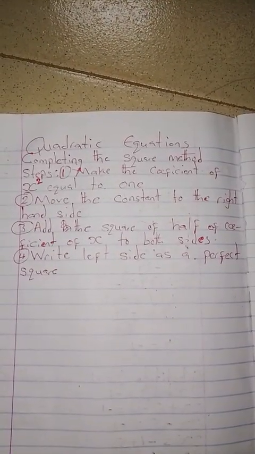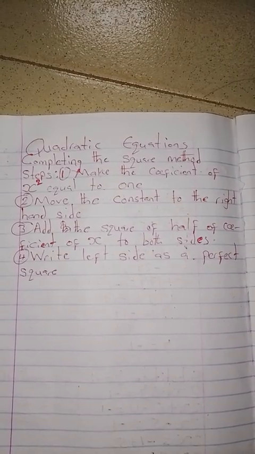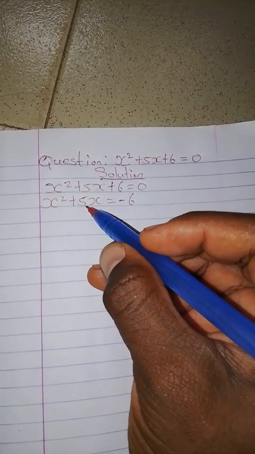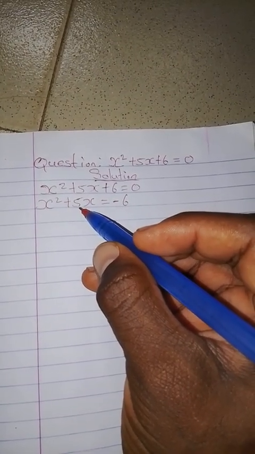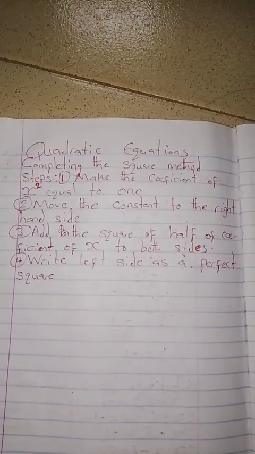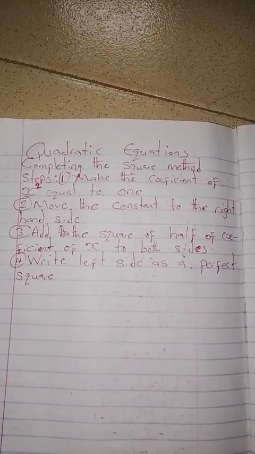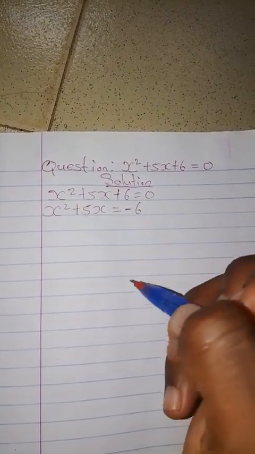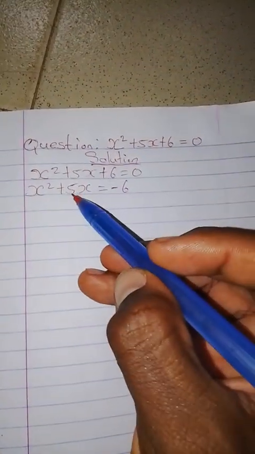Add the square of half of the coefficient of x to both sides. The coefficient of x is 5. So I'm going to add (5 over 2) squared to both sides. What I wrote here is step number 3: add the square of half of the coefficient of x to both sides. So I will half the coefficient of x, 5 over 2, square it, and add it to both sides.